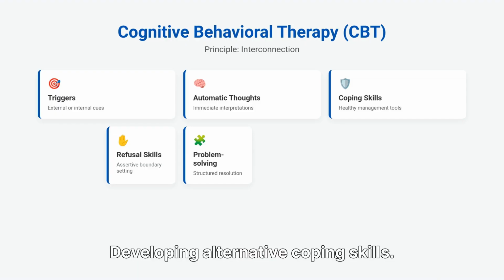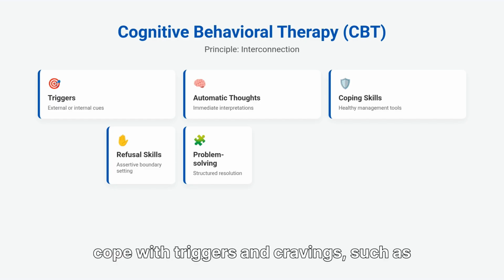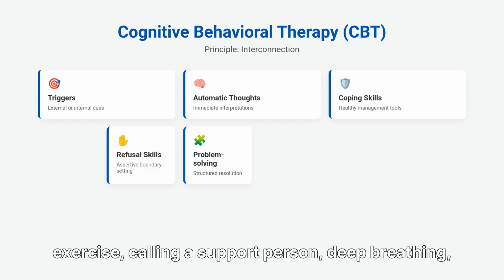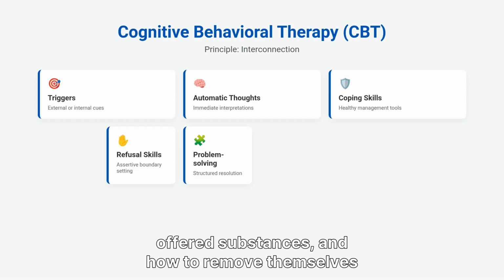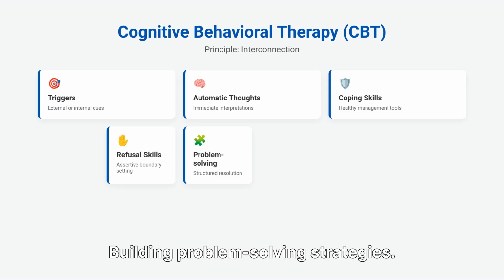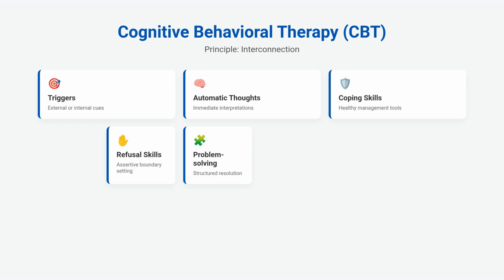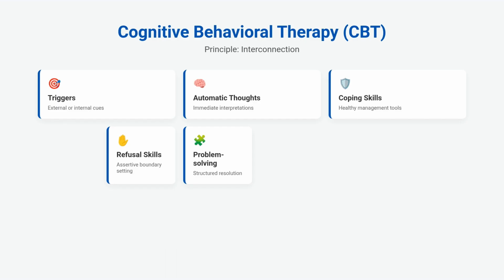3. Developing alternative coping skills. Patients learn and practice new ways to cope with triggers and cravings, such as exercise, calling a support person, deep breathing, or distraction techniques. 4. Practicing refusal skills. Patients learn how to say no when offered substances and how to remove themselves from high-risk situations. 5. Building problem-solving strategies. Patients practice identifying problems, brainstorming solutions, evaluating options, and implementing solutions.